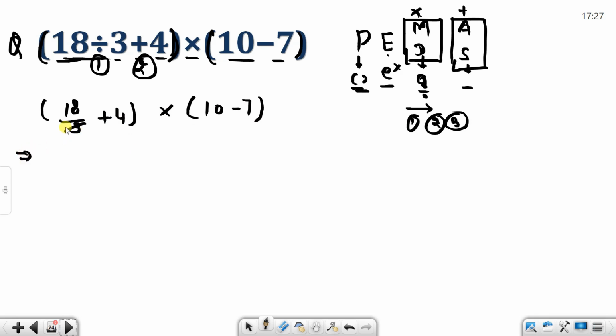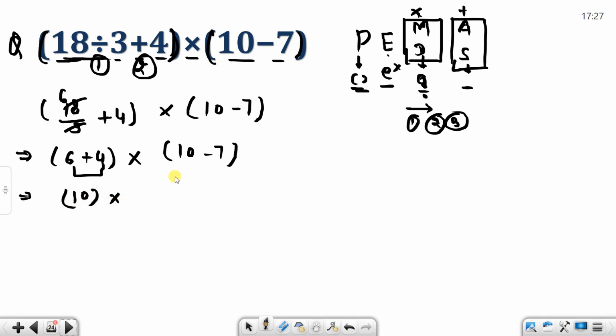18 divided by 3 goes 6 times. So 6 plus 4, close the bracket, times 10 minus 7. Now 6 plus 4 inside the bracket becomes 10, times 10 minus 7. 10 minus 7 becomes 3.